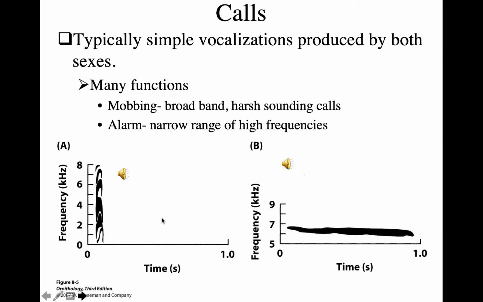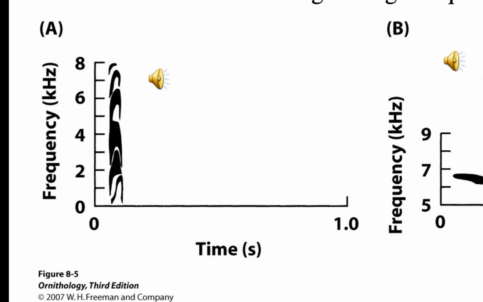So that is one of the main functions of calls, is to indicate that there's some sort of threat. Now, there are two different ways of dealing with a threat. And one type of threat call is called a mobbing call. And these tend to be broadband, very harsh sounding vocalizations. That's what is demonstrated here on the left. And when I'm pitching, oftentimes in labs, this is basically what I'm simulating.